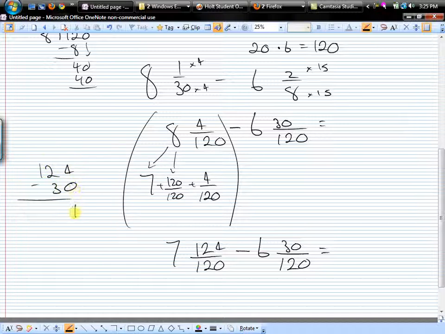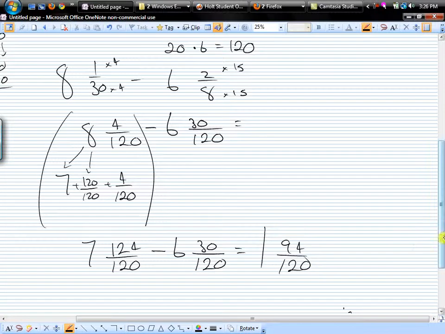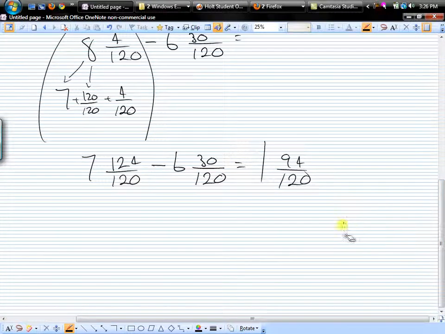We'll get 4 minus 0, which is 4, 12 minus 3, which is 9. So what we end up with is 94 over 120, and 7 minus 6 gives us 1. So we're just about done. What we can see, however, is that since 94 and 120 are both even, this number can be reduced further.